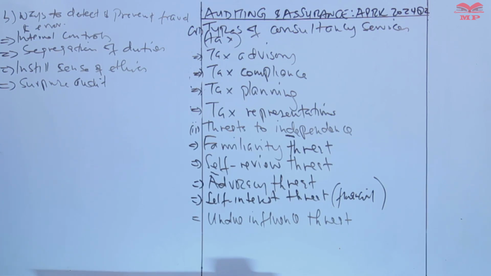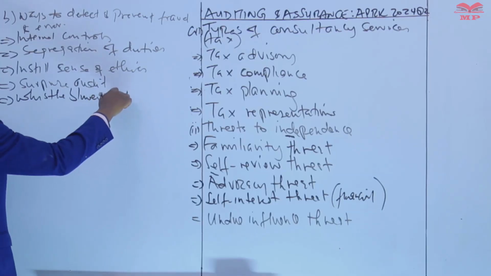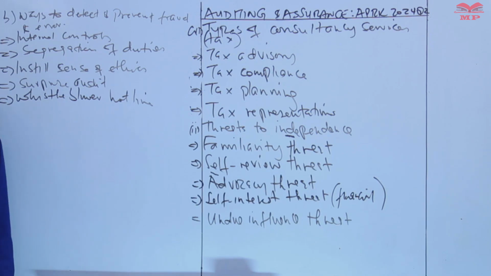Another way is whistleblower hotline. Whistleblower hotline that can prevent fraud. Establishing a confidential reporting mechanism, for example, a hotline, or it could be an online portal that encourages employees to report suspected fraud or unethical behavior without the fear of retaliation. That can help detect fraud early before it escalates. Whistleblower hotline. Okay.